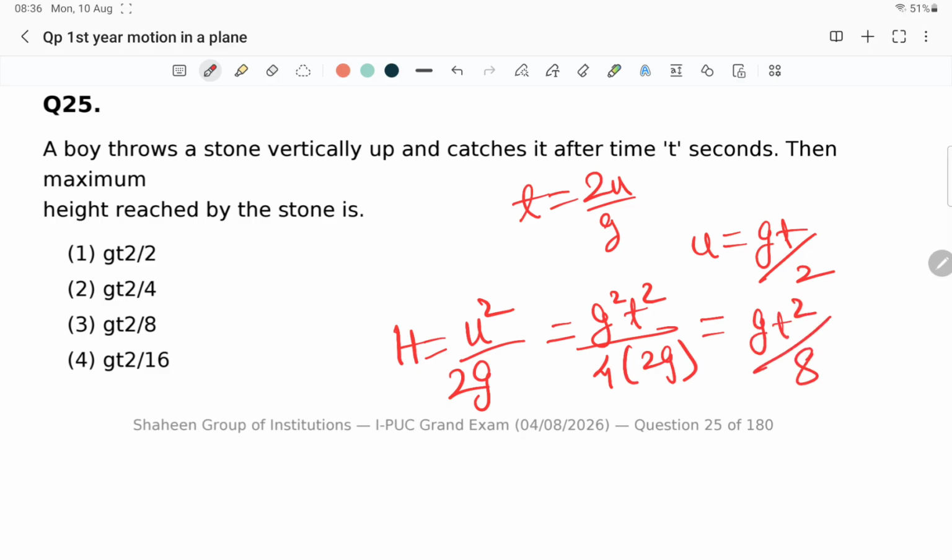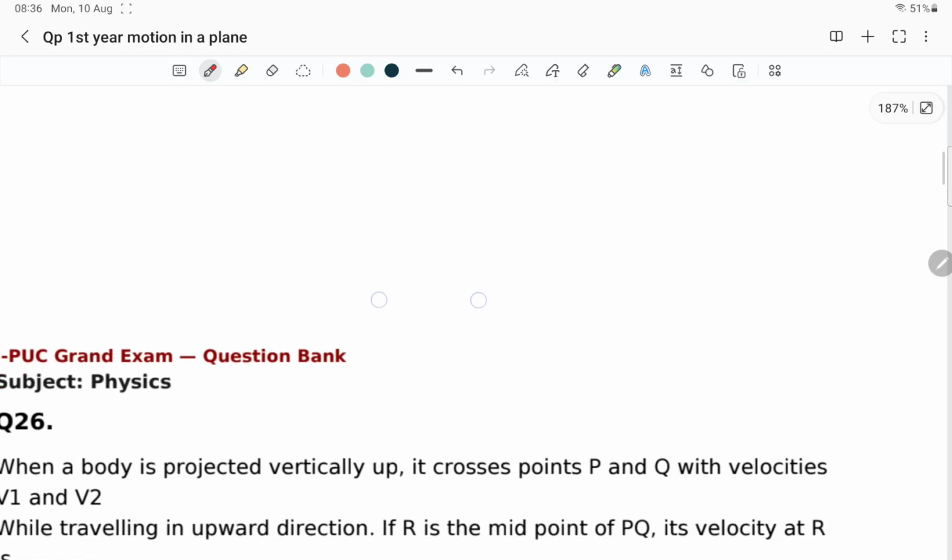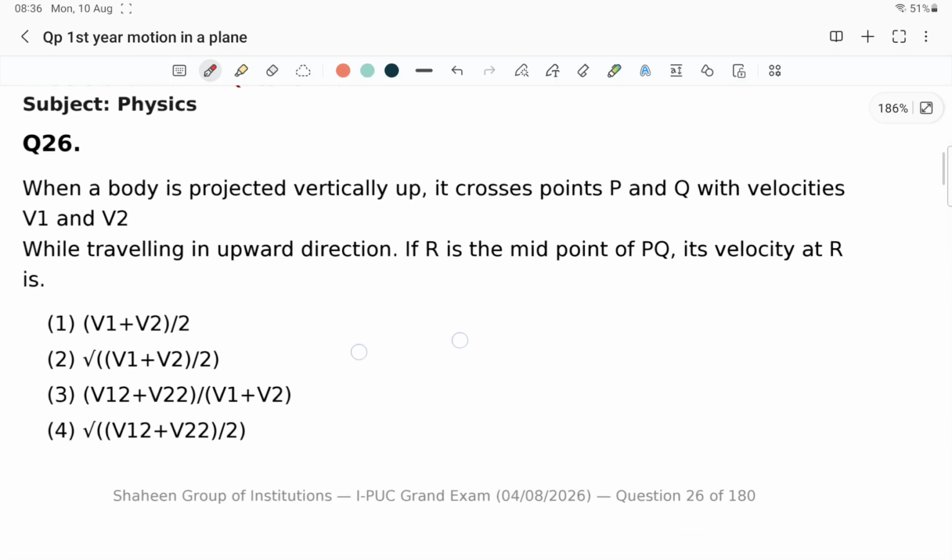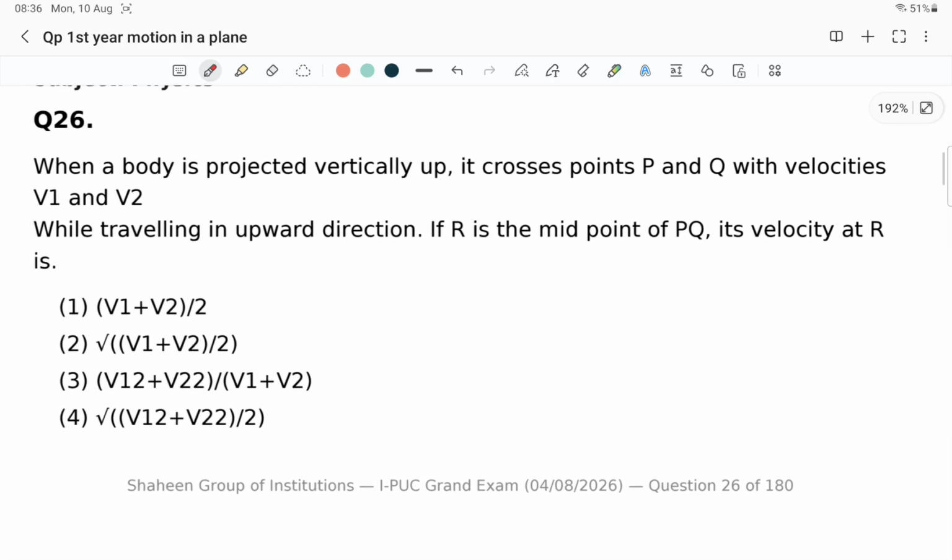gt square by 8 will be the answer. So this was easy. Let's move on to the next one. Question number 26. Please have a look.